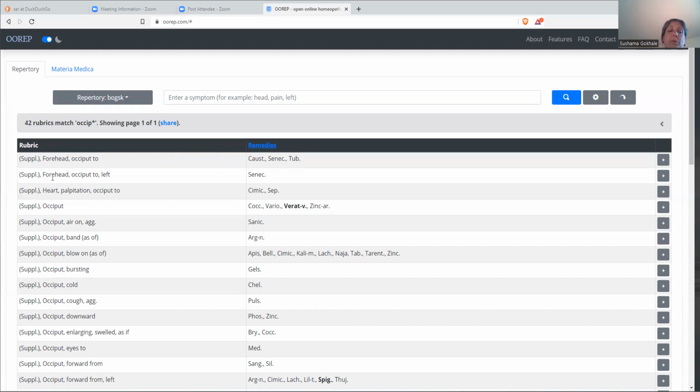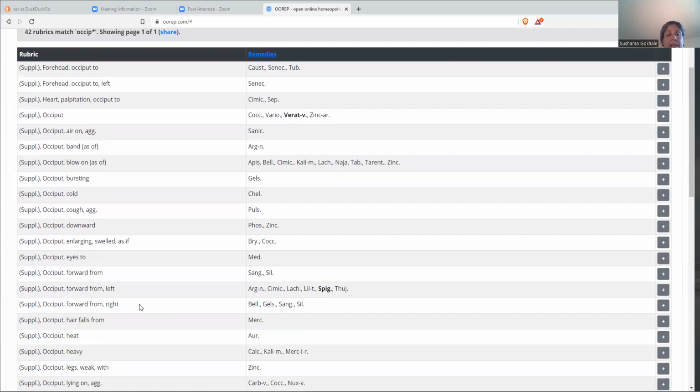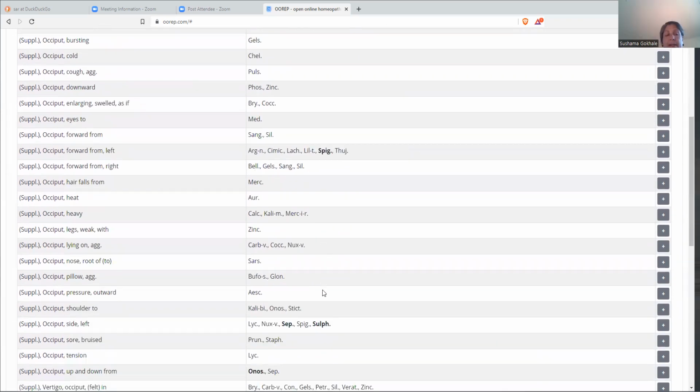A remedy that goes from your forehead to the left occiput, it is differentiating between the right back and the left back. Heart palpitation and pain all the way to the occiput: Cimicifuga racemosa and Sepia. Plain occiput. Yes, there are many people who have blinding headaches, and this left-sided headache is Spigelia. Spigelia is very good for left-sided occiput, forward to the left.